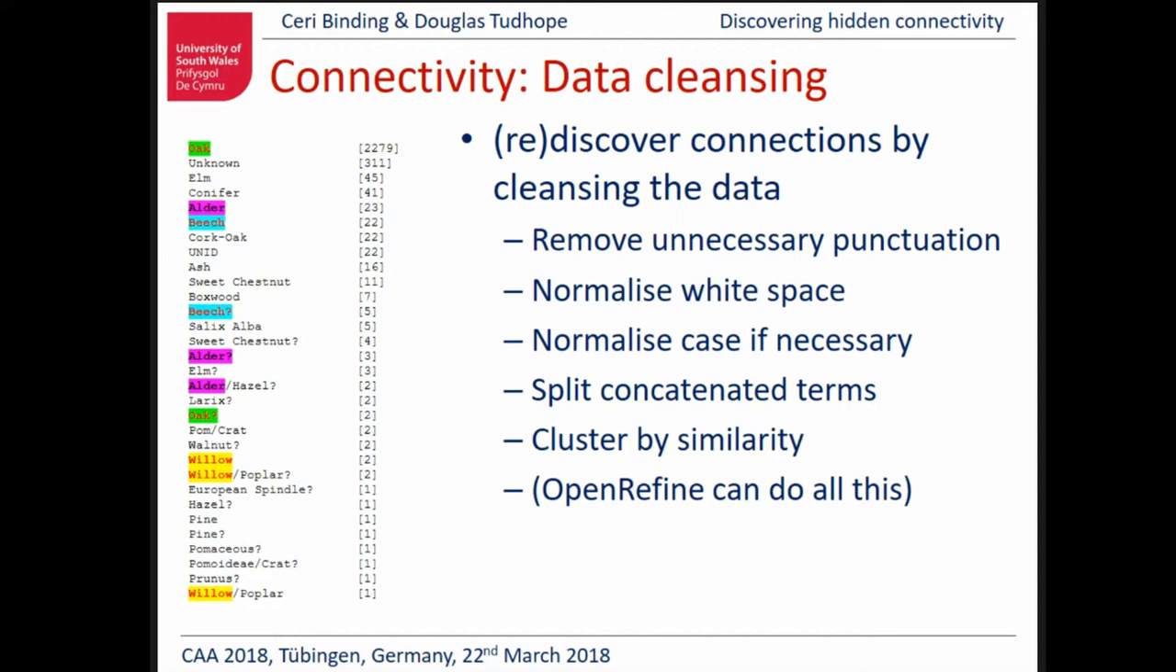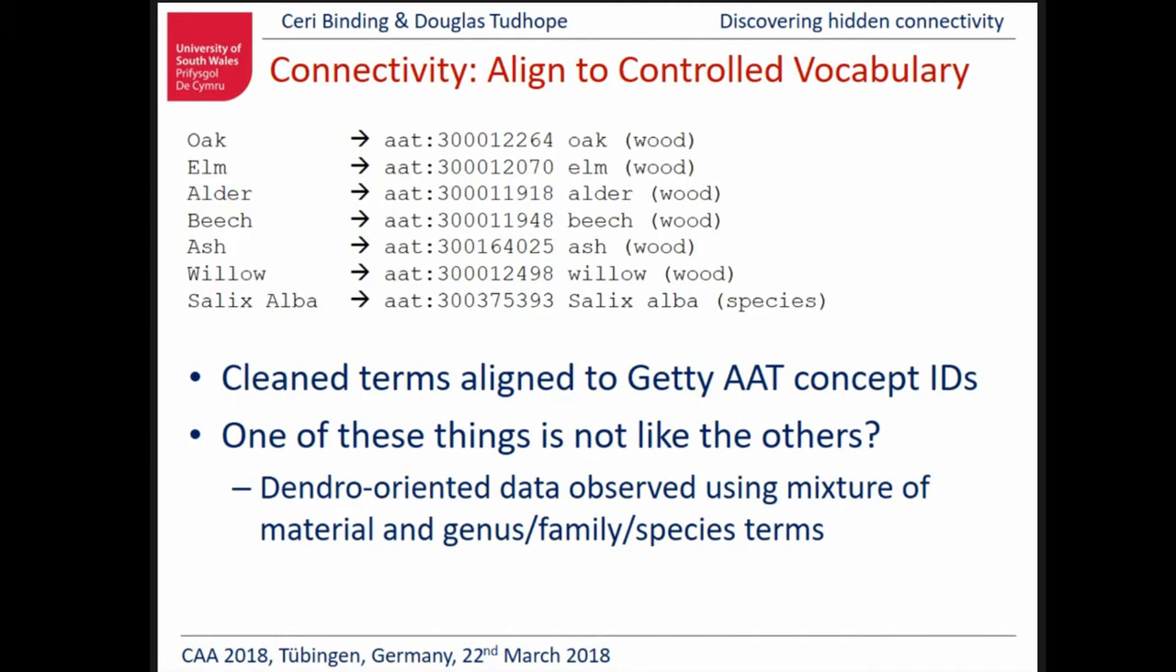And the OpenRefine tool that Ethan Gruber was talking about yesterday can do a lot of this. It's very, very good for this, and we found a lot of little tricks we could do with it and scripts that we could put into it to do all of this automatically. And then aligning to controlled vocabulary to try to iron out some of this stuff further. We took the cleansed terms, aligned them to Getty Art and Architecture Thesaurus concept identifiers.